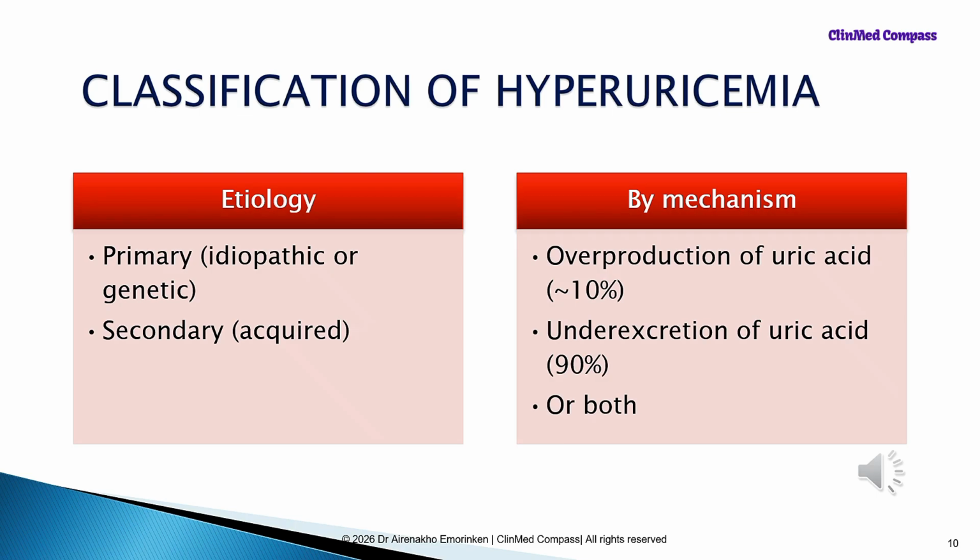By urinary urate excretion, overproduction is defined as more than 800 mg per day, while under-excretion is less than 600 mg per day.